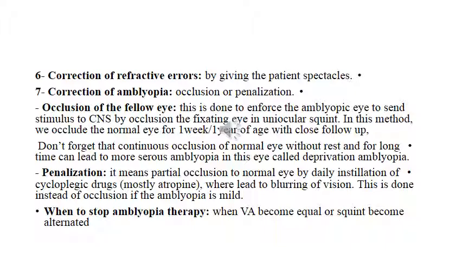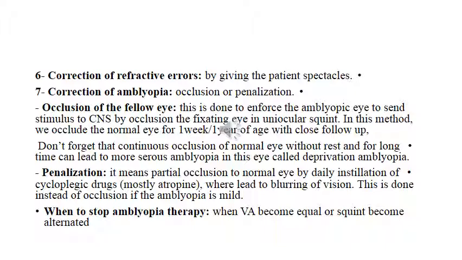Penalization means partial occlusion, not complete occlusion as in the first option. Partial occlusion is done by using a certain cycloplegic drug, which is atropine. Atropine's duration of action is usually 2 weeks. We instill atropine in the good eye and leave the other eye that we want to enforce or enhance. Atropine will cause blurring of vision, so it's similar to the effect of occlusion but partial. So there is still an image, but it's blurred.